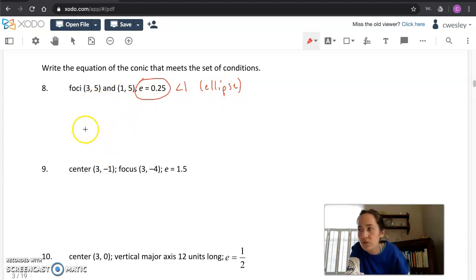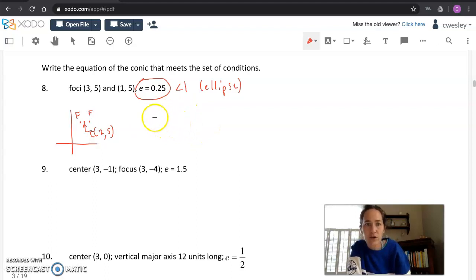If it helps to determine orientation, you can sketch these and see that (3, 5) is horizontally away from (1, 5). (1, 5) and (3, 5) make this a horizontal major axis, I should say. Knowing the 2 foci, I should definitely get the center to use in my numerators for standard form. Right in between (3, 5) and (1, 5), you have (2, 5). It's going to be the center, and that should help with your numerators if you want to start filling out the equation of a conic.